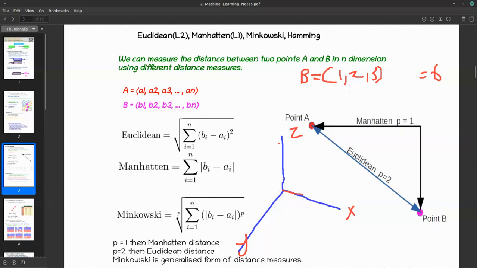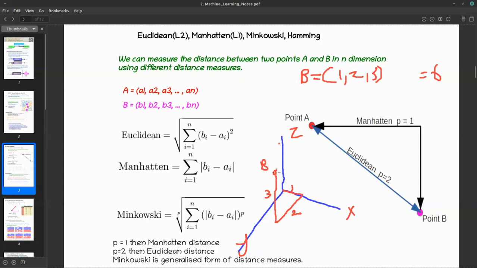Then 2 units in the y direction, 2 minus 0, right? So 2 units in the y direction. So now I am here. Then 3 units in the z direction. Now I am at b, right? So this is nothing but the Manhattan distance. 1 plus 2 plus 3 is nothing but 6.